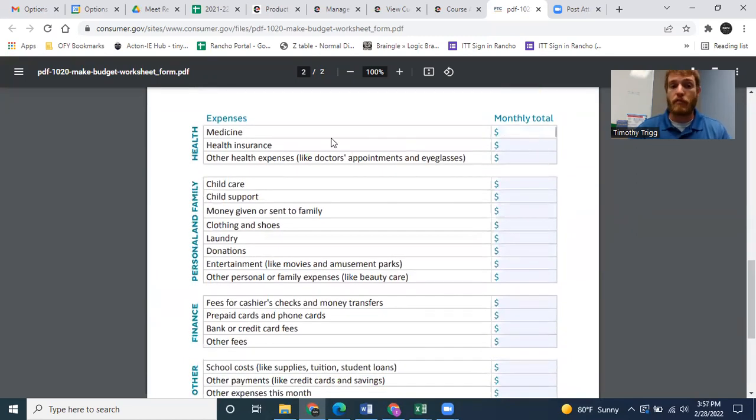This one can vary a lot from person to person: medicine, health insurance, and so forth. If you're not taking any prescription, you're not paying anything in medicine, then that could be a big $0. That's great. But for a lot of people, this might be their most expensive expense, right? You might have to spend a lot of money on medicine, unfortunately.